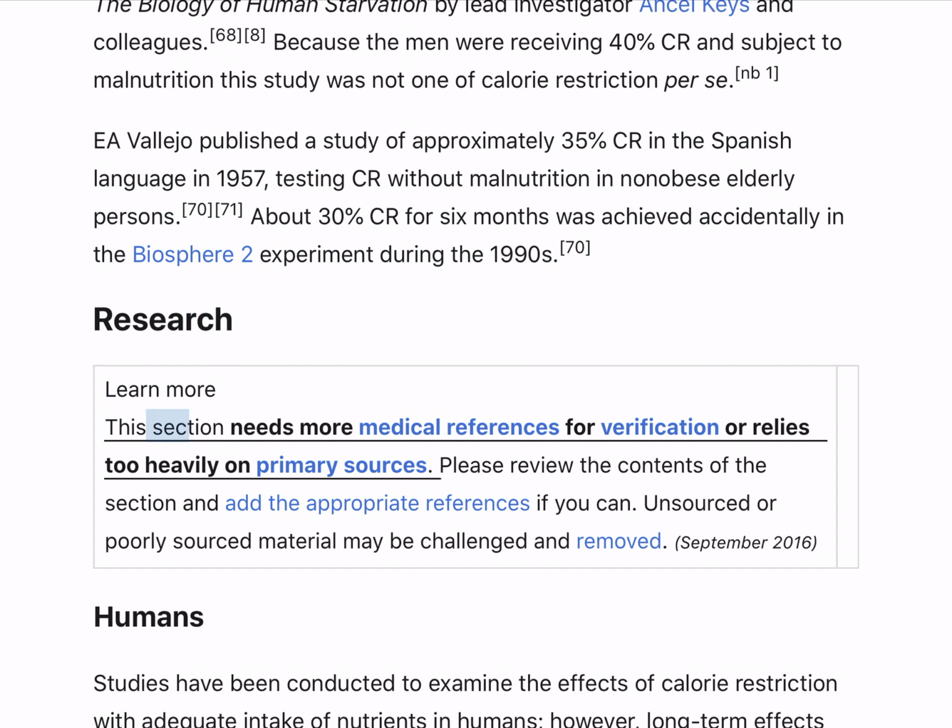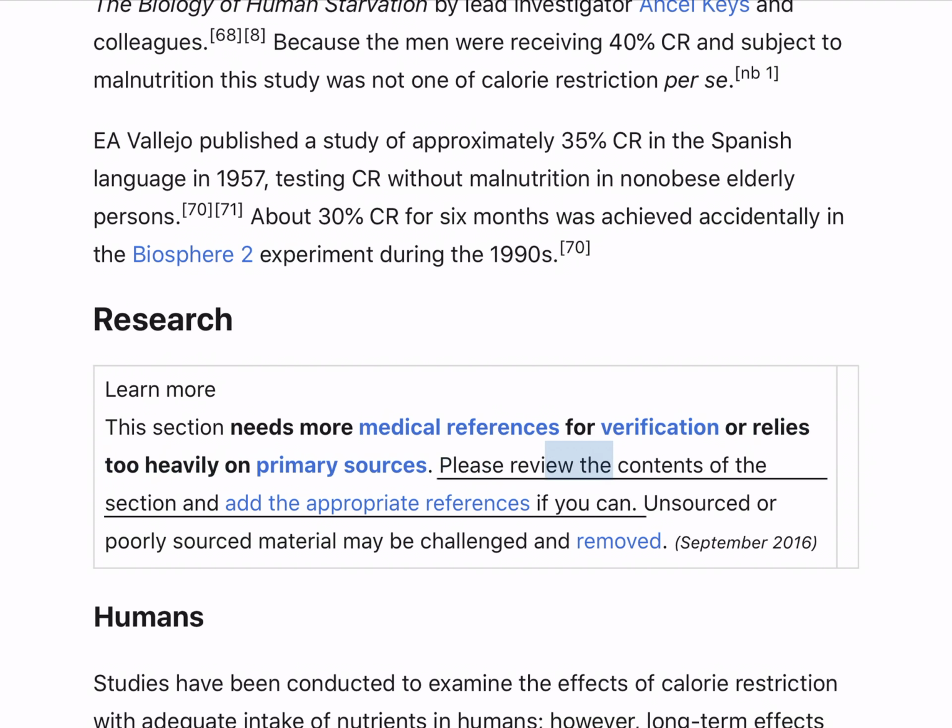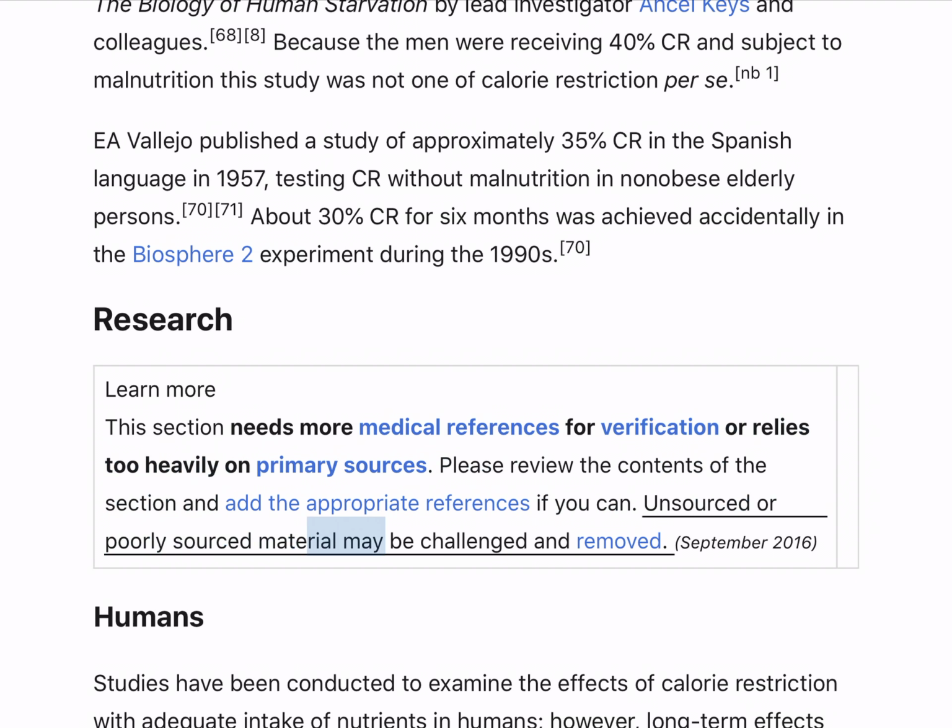Research. Learn more. This section needs more medical references for verification or relies too heavily on primary sources. Please review the contents of this section and add the appropriate references if you can. Unsourced or poorly sourced material may be challenged and removed.